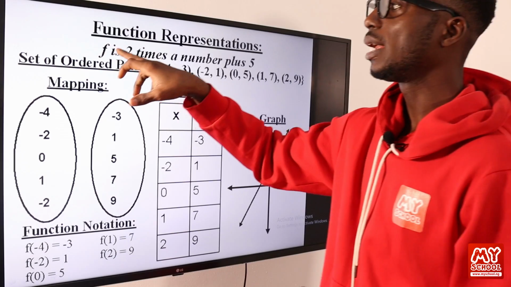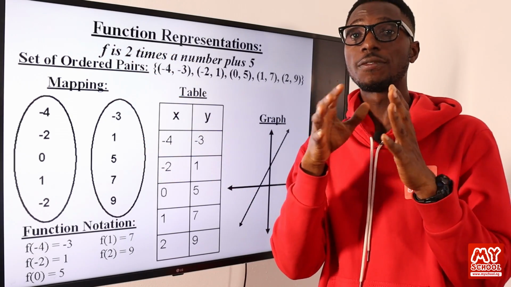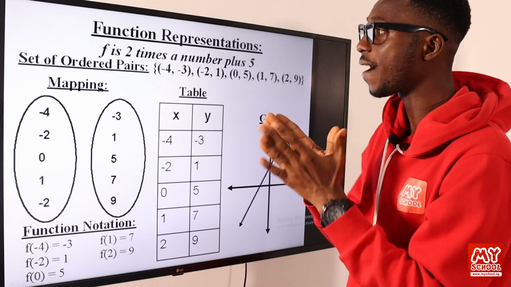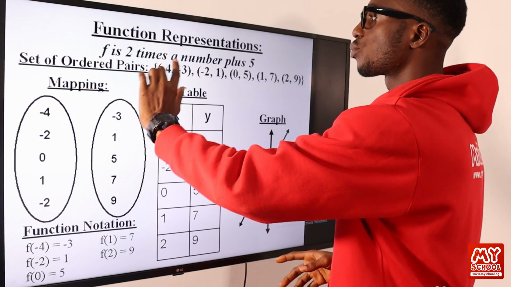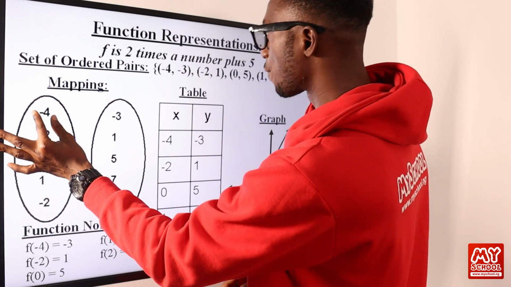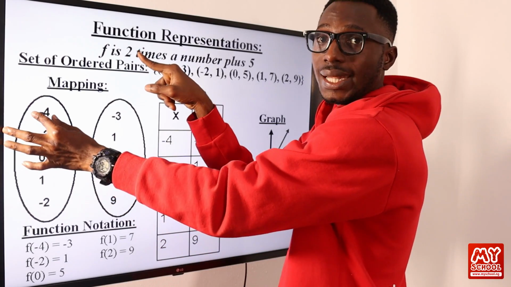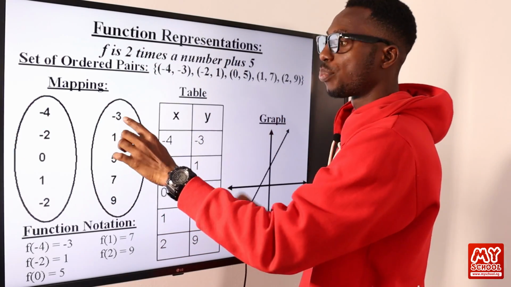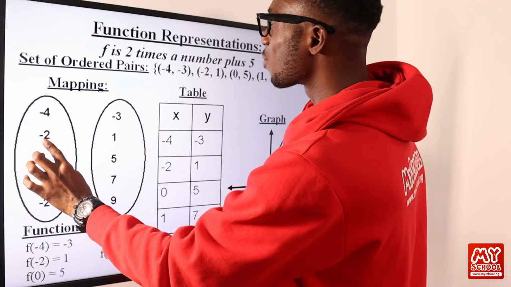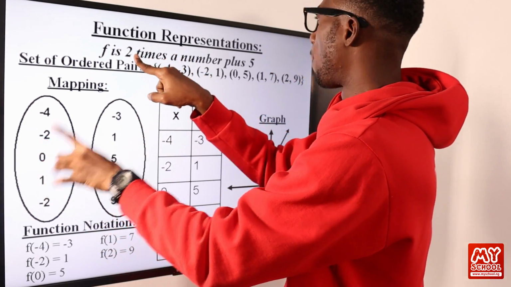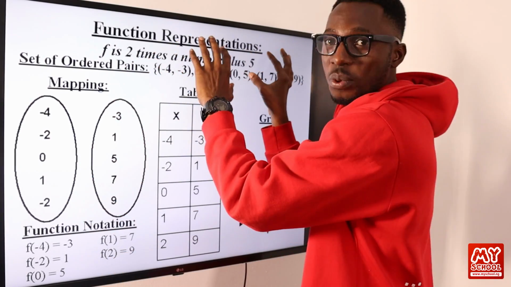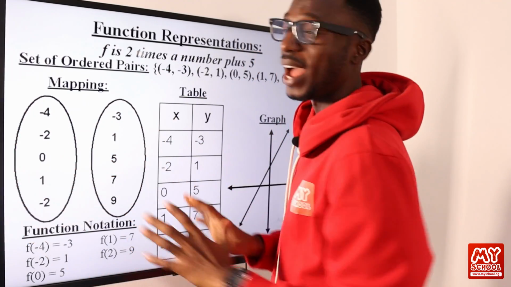So we have the function. We said function is about rules, right? The rule that guides this particular expression is that the function f is 2 times a number plus 5. Let's look at the first input, that is -4. -4 times 2 is -8, plus 5 produces an image of -3. Do we see that now? -2 times 2 is -4, plus 5 is +1. So this is the rule that determines the function that we have right here.